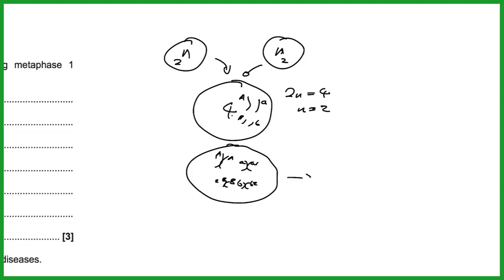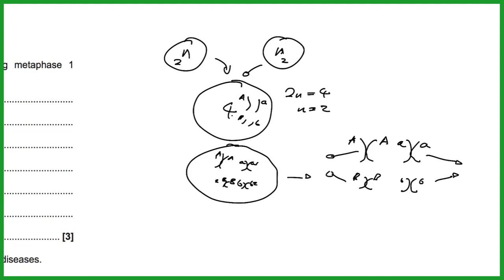Now when they line up on the equator, you've got the homologous pairs lining up as bivalents. So when they get pulled apart in anaphase, you end up with one of each of the chromosomes going that way, and one going that way and that way. So that the cell that goes then into meiosis 2 will be this one or this one. So you'll have a chromosome 1 and a chromosome 2, and you'll have a copy of the A gene and a copy of the B gene.